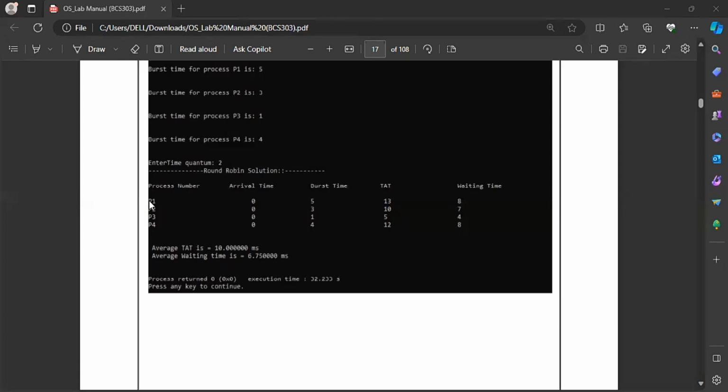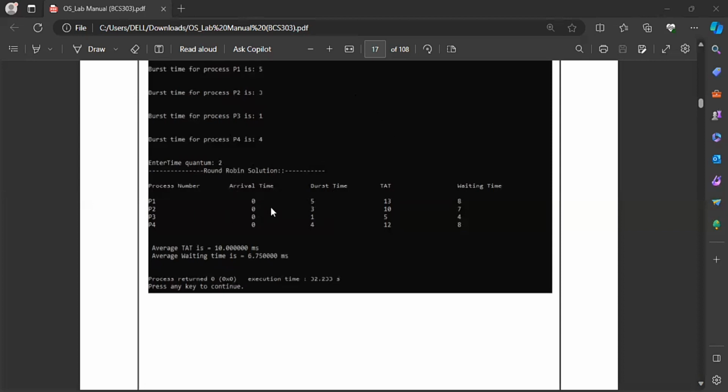Now see from the first, P1. Already 2 units of work are completed. Now 3 units of execution are pending, 5 minus 2 is 3, right? Now again it will complete only 2 units of the task. Then again it will be sent back to the ready queue, because still 1 unit of work is pending.